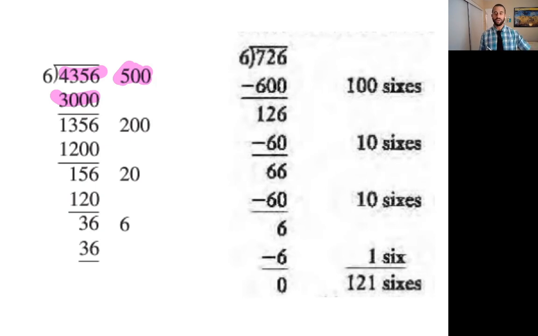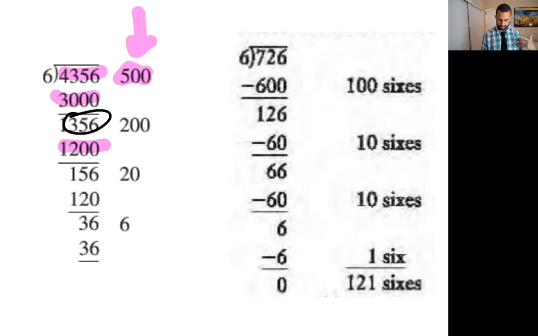And they said, oh, that's 500 6s. And that's what they're writing in this column. This column is number of 6s. And then you can keep subtracting. They were like, okay, I subtracted 3,000. Now I've got that. What's a multiple of 6 that's smaller than 1,356?